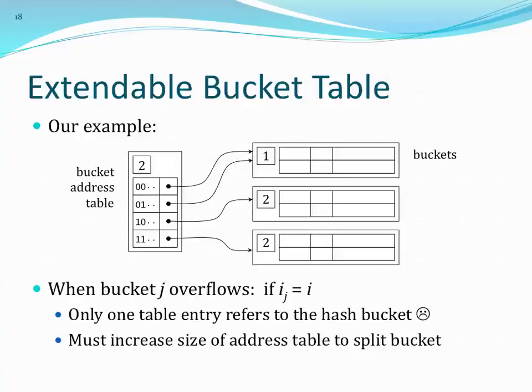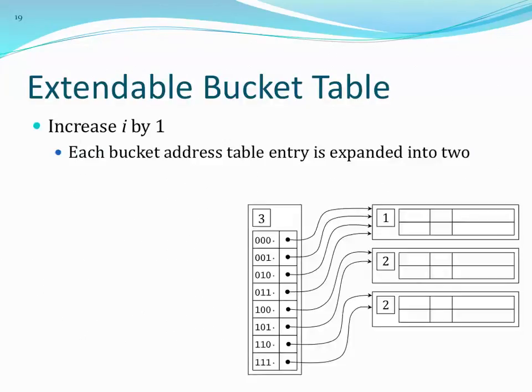Now, if we have a situation where the bucket's I value is the same as the bucket address table's I value, now there's only 1 entry, and so if we want to split the bucket, we'll need 2 entries, where currently we have 1. And so in that situation, we have to double the size of the bucket address table. So what we do is we increment I, and that doubles the number of entries in the bucket address table. Again, what we're saying is I need to look at 1 more bit in the hash value.